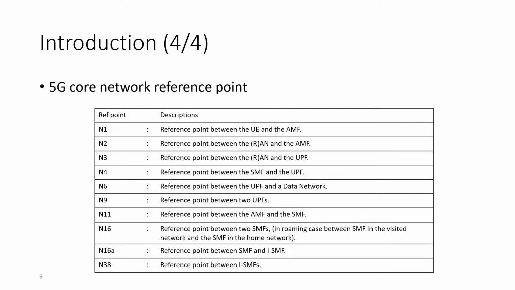This table shows the details of reference points. N1 is the reference point between the UE and AMF. N2 is the reference point between the RAN and the AMF. N3 is the reference point between the RAN and the UPF. N4 is the reference point between the SMF and UPF. N6 is the reference point between the UPF and DN. N9 is the reference point between two UPFs.